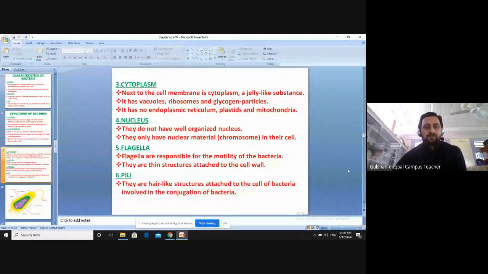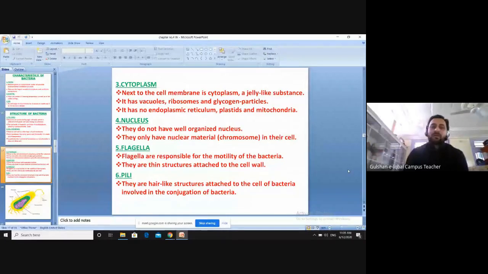It is a very simple cell. It does not contain the organelles which are present in the eukaryotic cell. In chapter number 2, we will discuss all these particles like endoplasmic reticulum, plastids, mitochondria, ribosomes, vacuoles, all in detail. But in the bacterial cell, there is no endoplasmic reticulum, there is no plastid, there is no mitochondria. It means that they do not have any kind of complex structure in them.